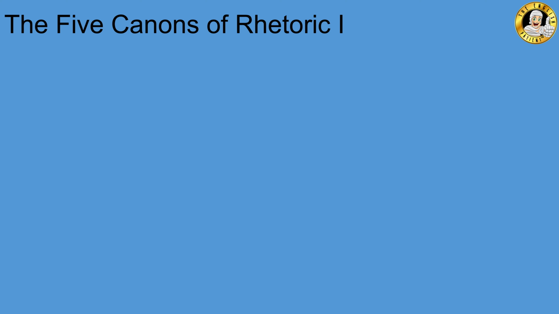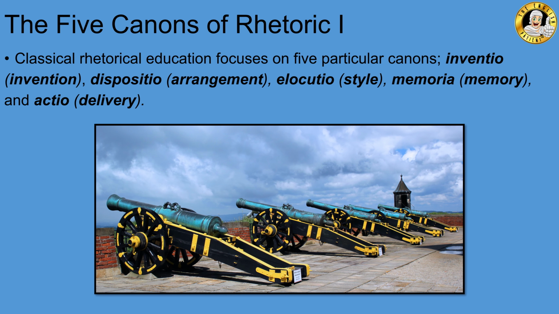Let's take a look then at the classical model. Now, the classical rhetorical model focuses on 5 particular canons. And by canons here, we don't actually mean the big gun kind of canons. We mean learning, canons of learning. And these would be inventio or invention, dispositio or arrangement, elocutio or style, memoria or memory, and actio or delivery.